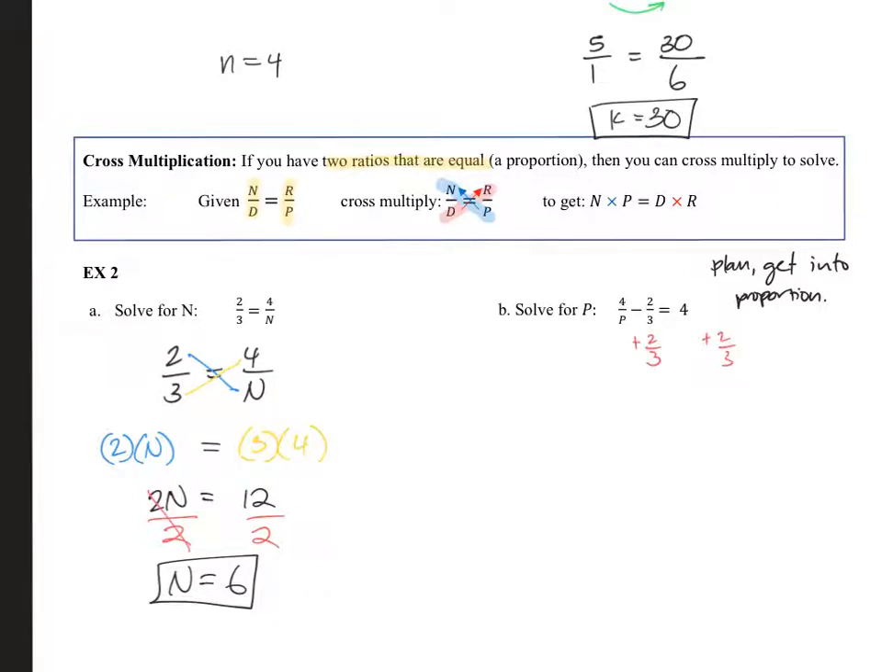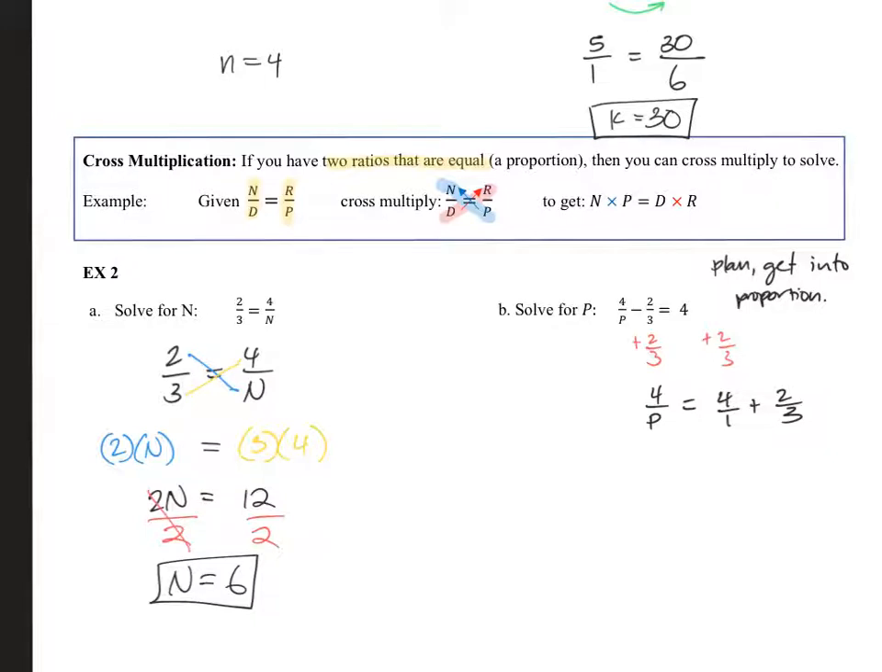And when I do that, hopefully I can make this look like a fraction equal to a fraction. 4 over p, and notice it's a capital P, equals 4 over 1 plus 2 over 3. All right, let's go ahead and add these two fractions so we can make them into one fraction, which will then make my problem into a proportion.